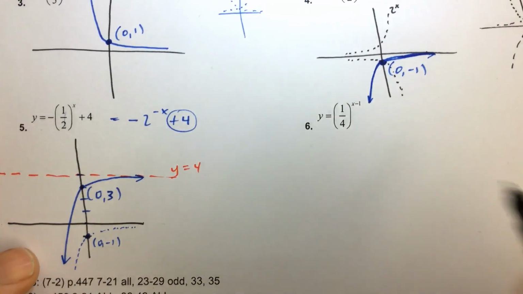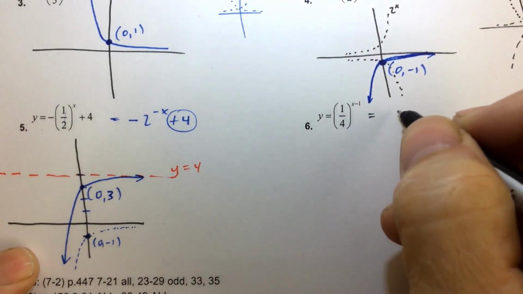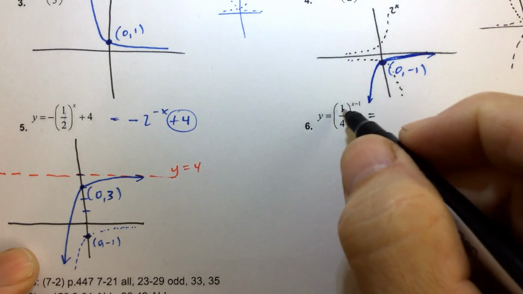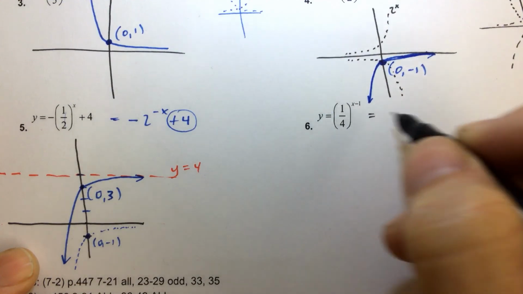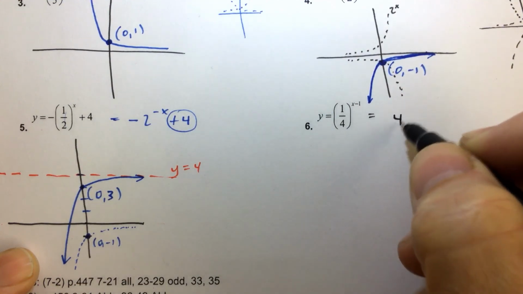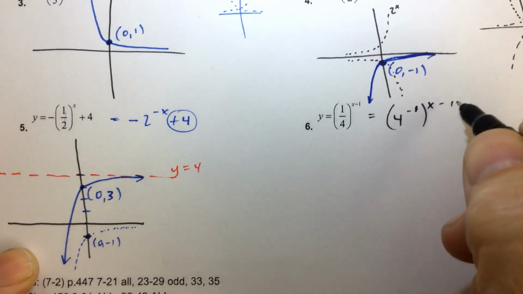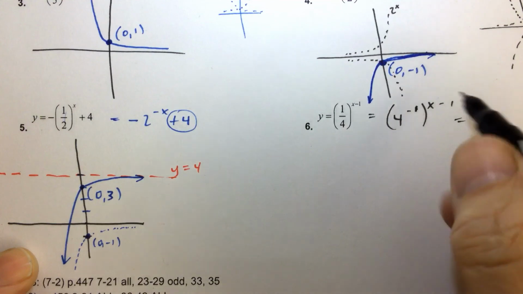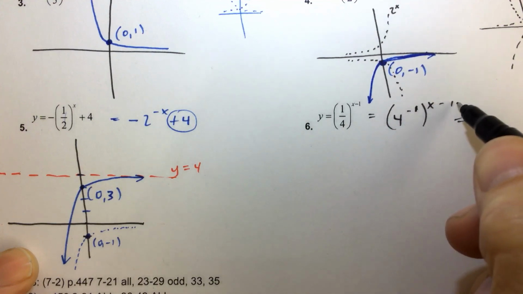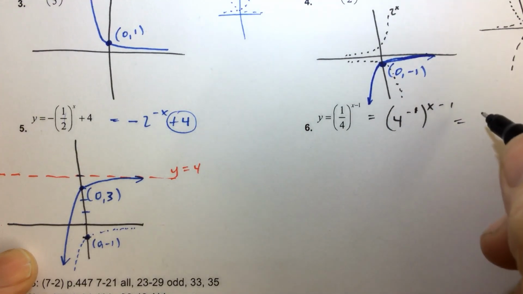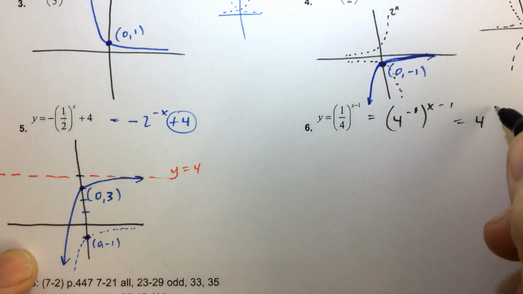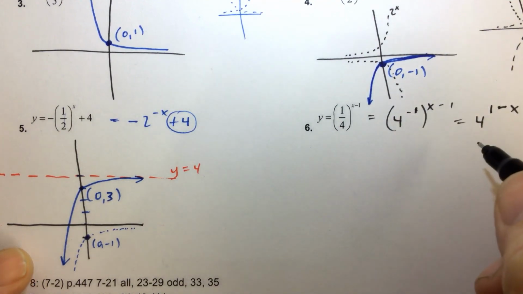So number 6, again, rewriting what's inside the parentheses here, 1/4, we're going to rewrite that as 4 to the negative 1. Now, this becomes a little bit more tricky because now we're distributing this negative 1 to both of these terms, and that does pose a bit of a problem. We're going to go ahead and do that anyway, and we're going to write that as 1 minus x.